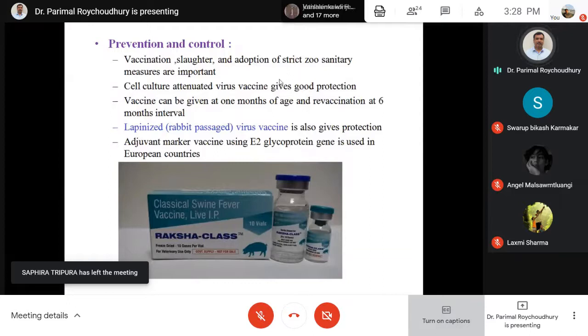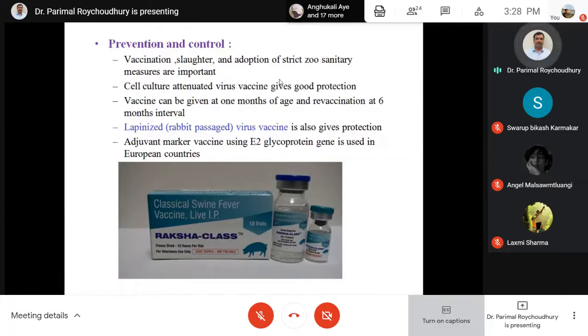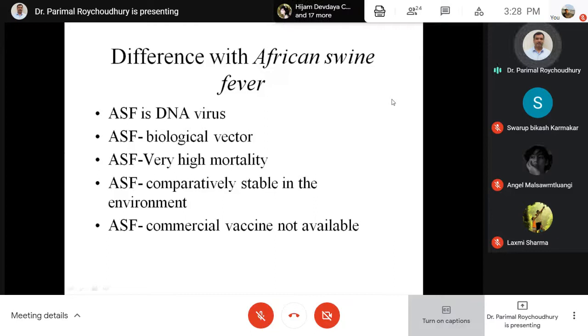Without going through those processes, if you just pick up the animal and mix it with the other animals, then it is common that we may encounter an outbreak. So these are the things that we need to take care of. Then the difference with African swine fever: when we talk about the ASF disease, we will discuss this point once again.